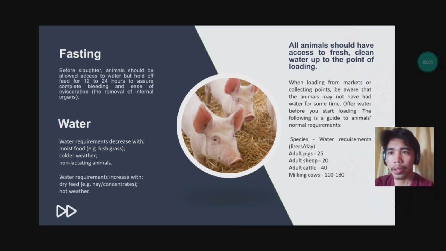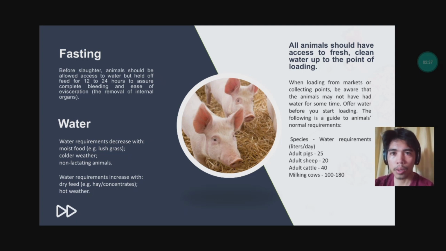Next is fasting. Before slaughter, animals should be allowed access to water but held off feed for 12 to 24 hours to assure complete bleeding and ease of evisceration. Water requirements decrease with moist food, colder weather, and non-lactating animals, and increase with dry feed and hot weather. Animals should have access to fresh, clean water up to the point of loading.